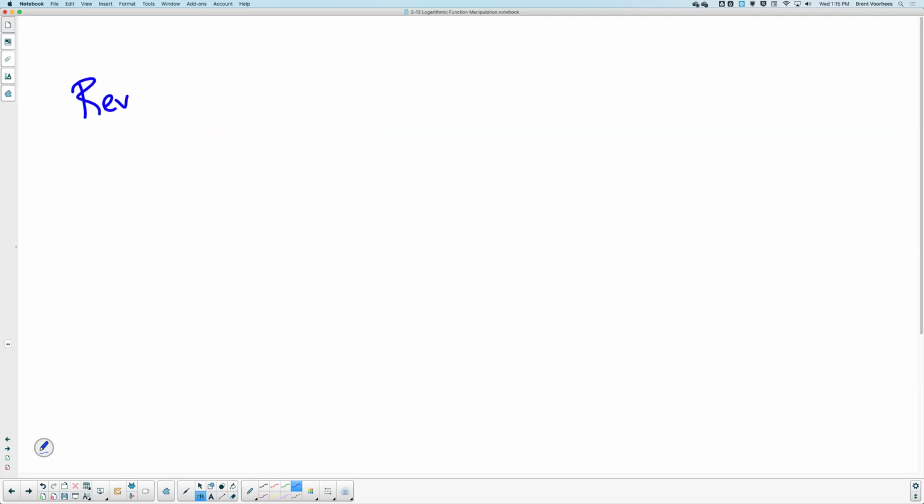This is a review, and I believe it's from lesson 2.4. Either way, what I'm reviewing here is how we manipulate exponential functions. As a start, for exponential functions, I'm just going to use a base of 2. The base can be anything. I'm going to say the base is 2.